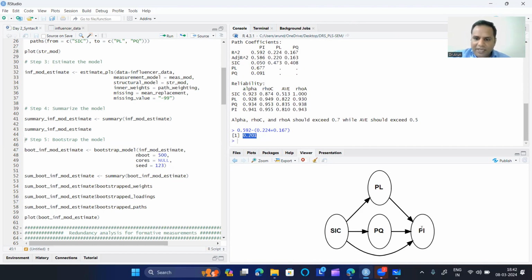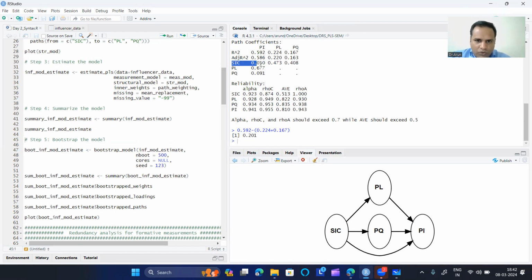By the way, you will never find a direct effect. This is the total effect, meaning all the three constructs together are explaining 60%. SIC on PL 0.224, SIC on PQ 0.167. And this is the adjusted R square. Adjusted R square normally will be lesser than the main R square.